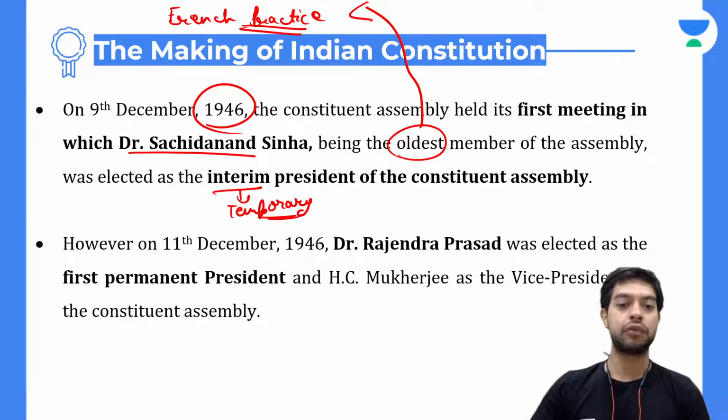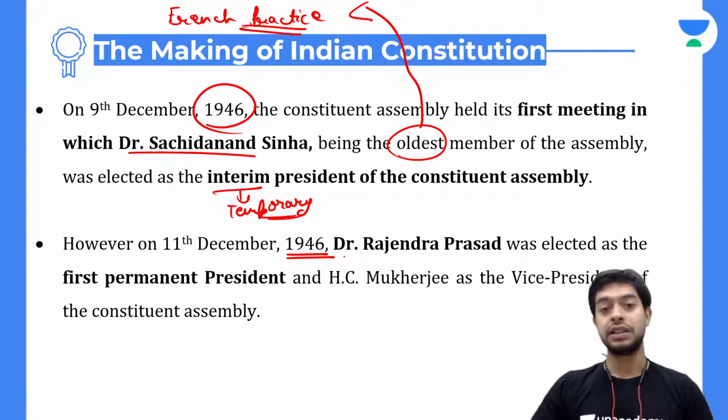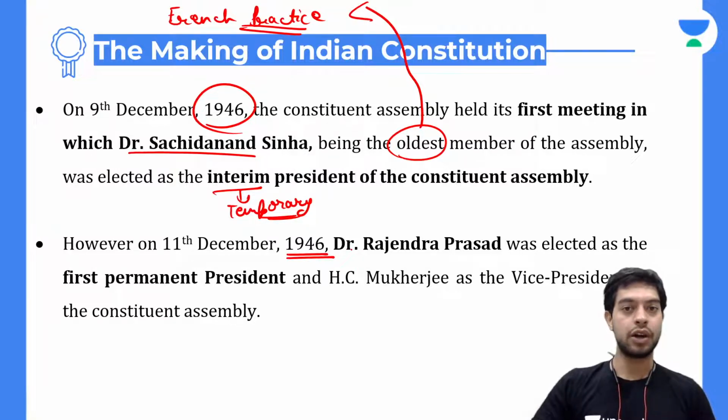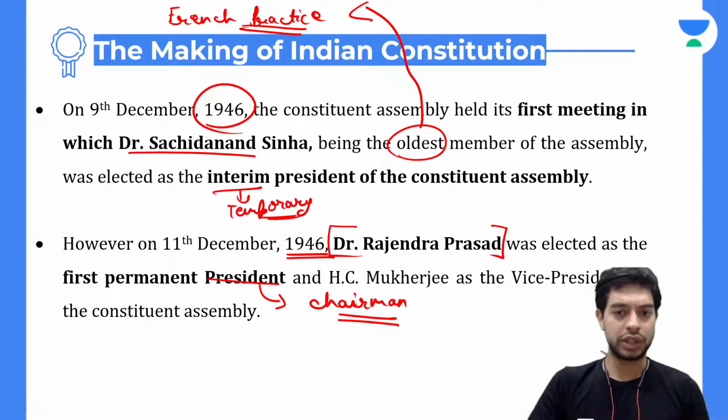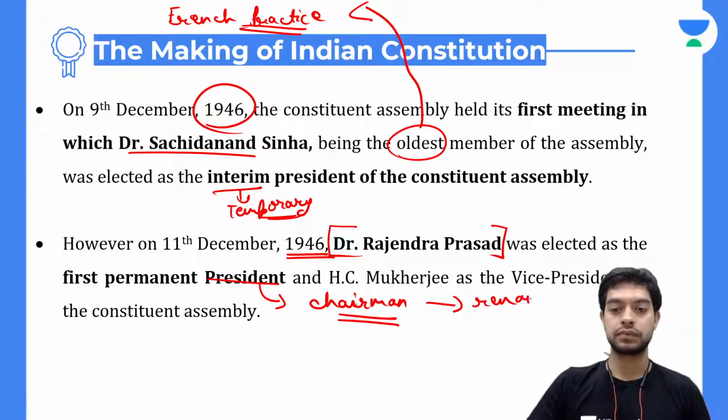11 December 1946 is the date. On the second day of the meeting of the first session, Dr. Rajendra Prasad was made the permanent president. Actually, at that time he was permanent chairman, because at that time the Constituent Assembly was of undivided India. When the Constituent Assembly was reconstituted, the position of chairman was renamed as president.